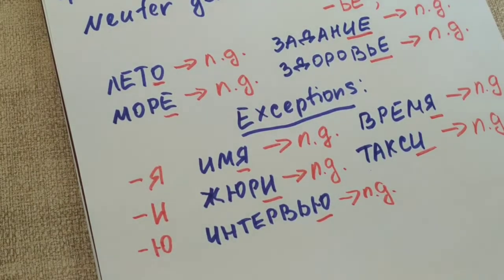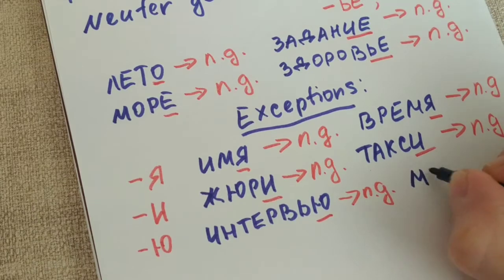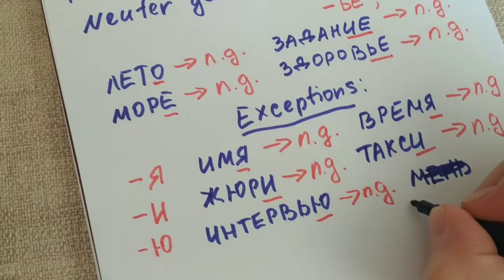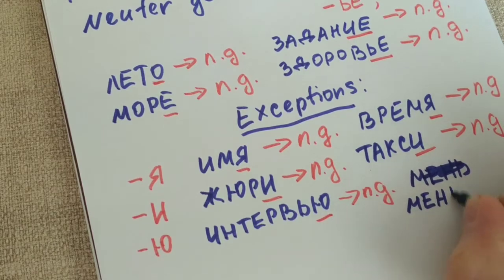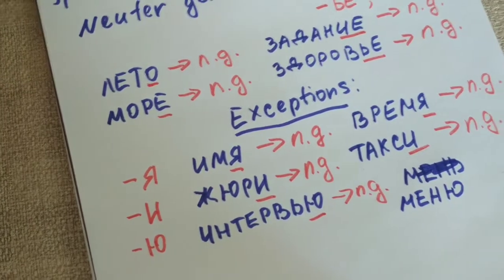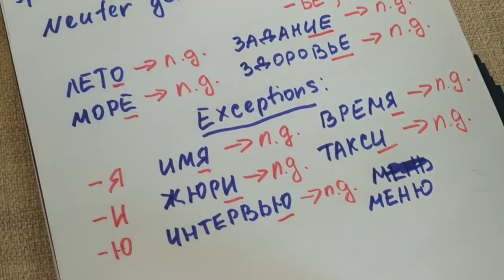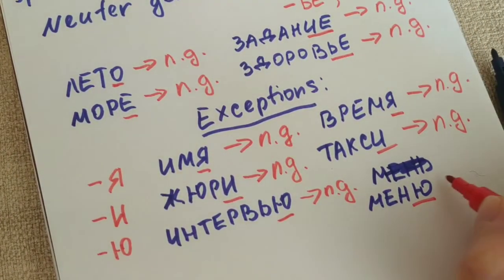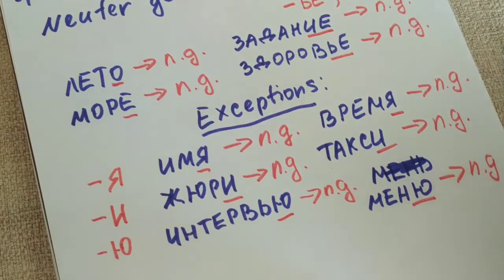Next, another example is this one. Oh, sorry, I made a mistake. This one. Menu. So you see this word is ending in u, and it is of a neuter gender.